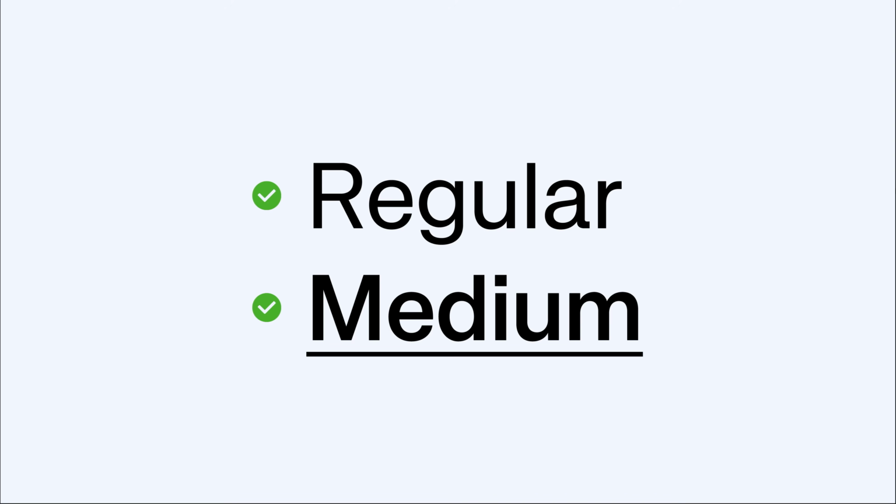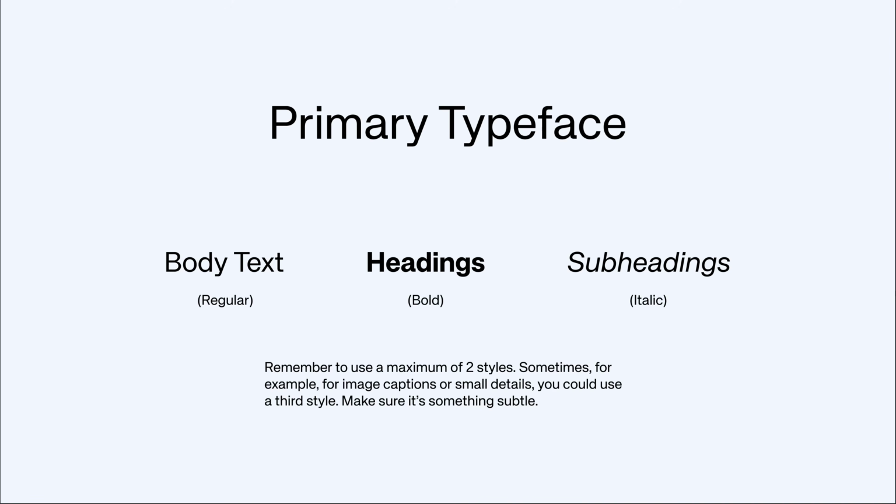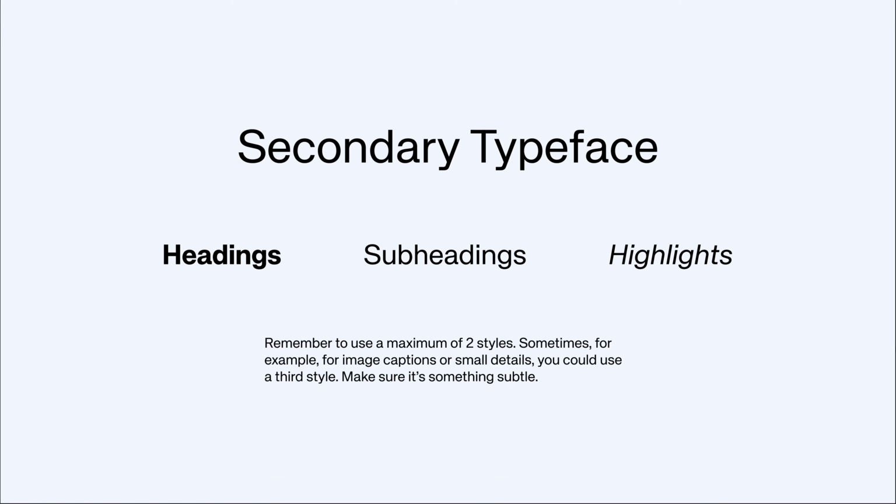Now let's talk about where to use these typefaces in case you choose to use more than one. For the majority of your design, choose a single primary typeface. This typeface will be used for the bulk of your text, including body copy, headings, and subheadings. Select a typeface that is highly readable and versatile, suitable for various sizes and weights. Within this typeface, you can use different styles such as regular, bold, and sometimes italic to create visual hierarchy and emphasis.